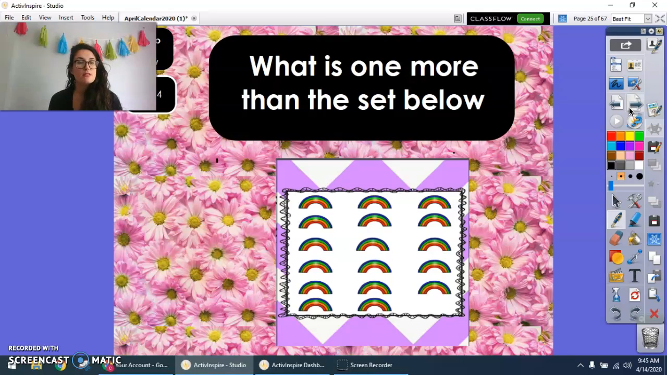Moving on to our next question. What is 1 more than the set below? So you're going to go ahead and count how many rainbows you see, and then you are going to tell me what is 1 more than that.